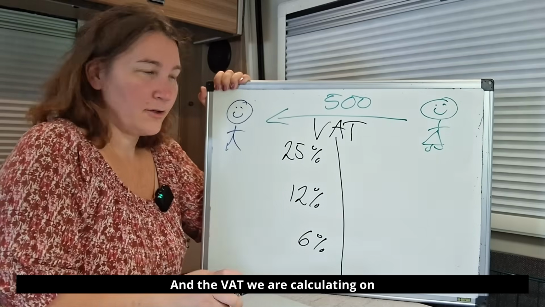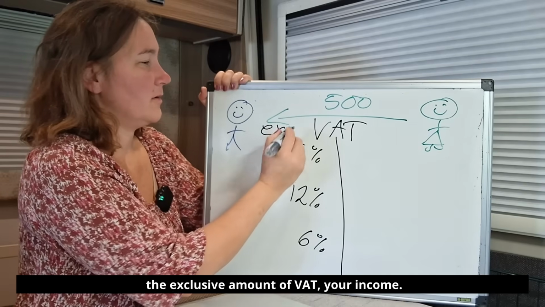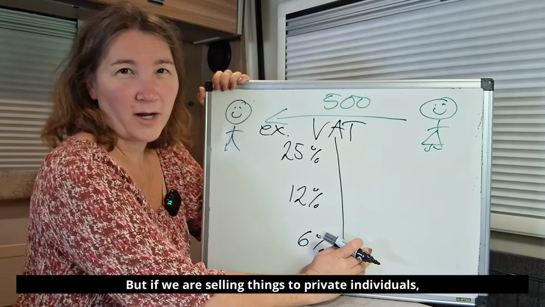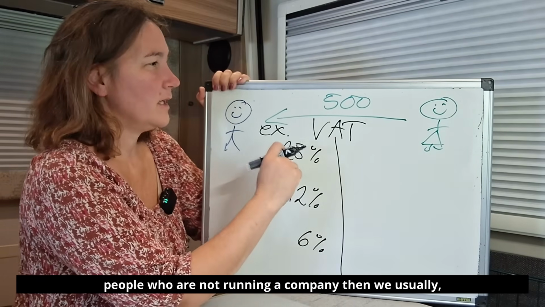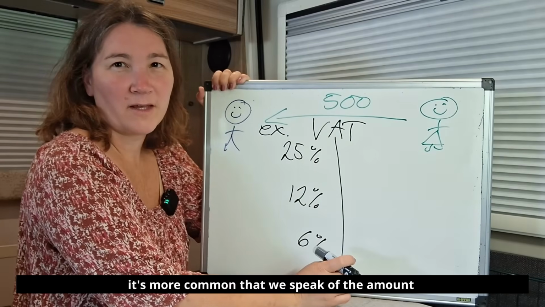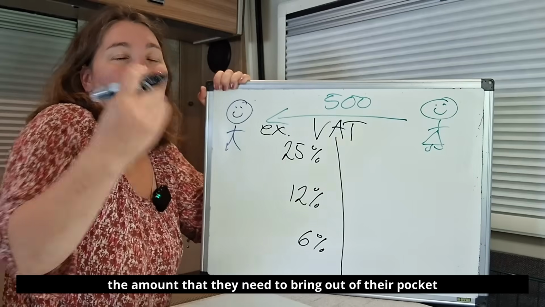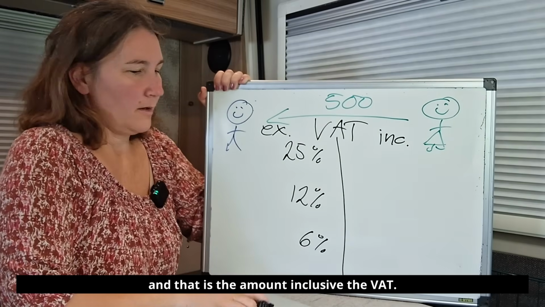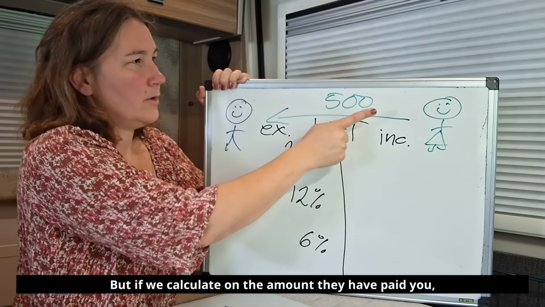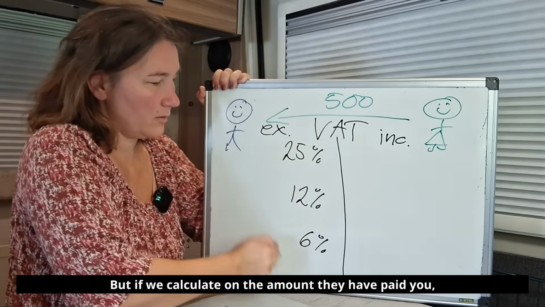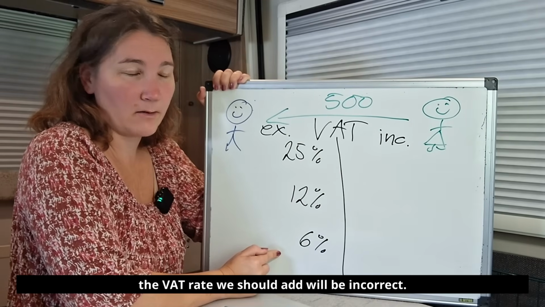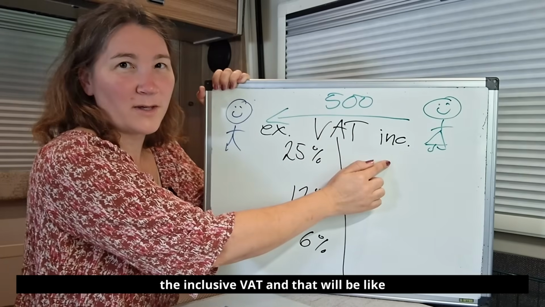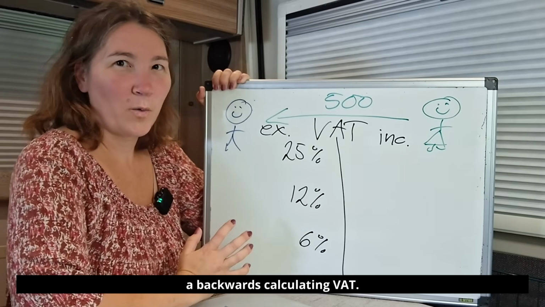And the VAT we are calculating on the amount exclusive of VAT, meaning your income. But if we are selling things to private individuals, people who are not a company, then it's more common that we speak of the amount that they actually will pay, the amount that they need to take out of their pocket and give to you. And that is the amount inclusive of the VAT. But if we calculate on the amount that they have paid you, with the VAT rate that we should add, then it will be incorrect. So we need to know what percentage to calculate on the inclusive VAT, and that will be like a backwards calculating VAT.